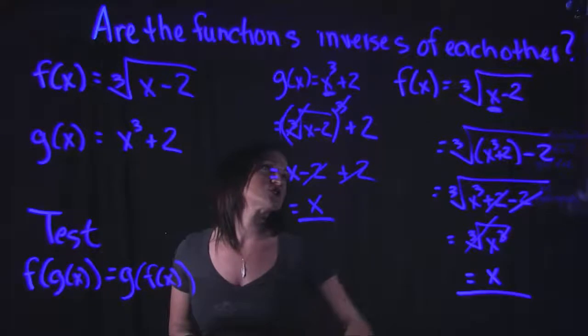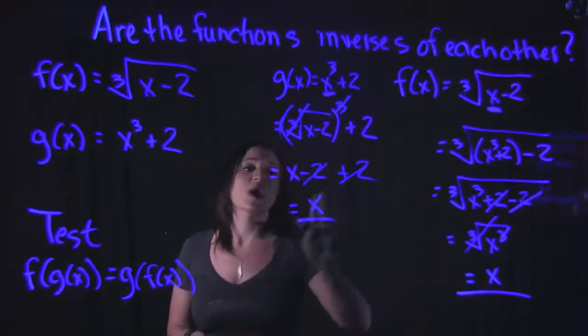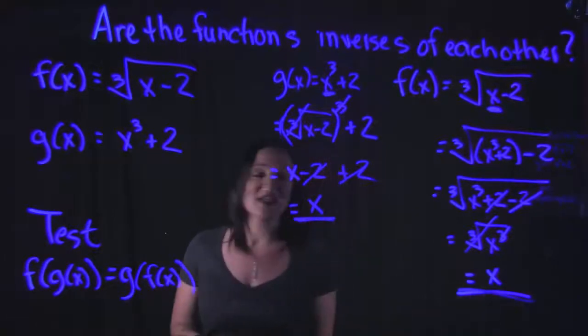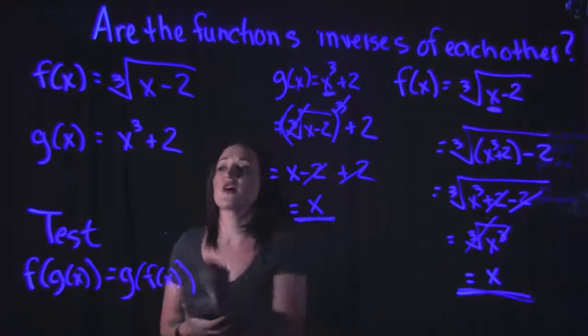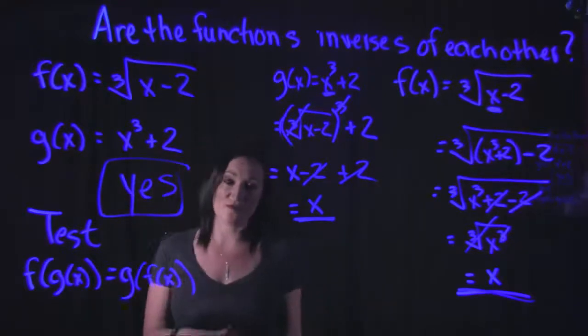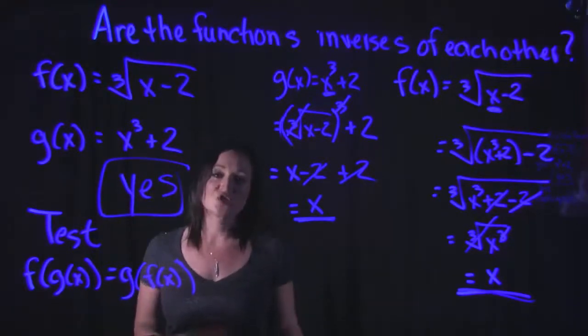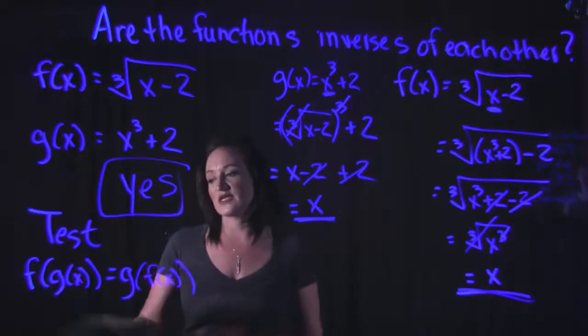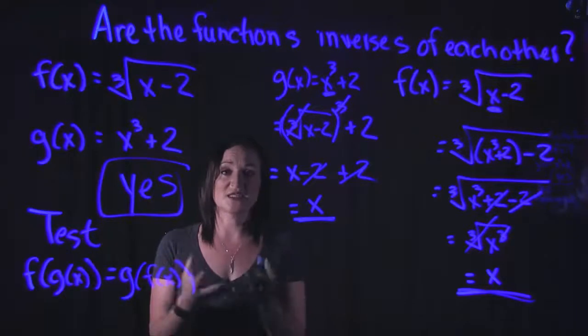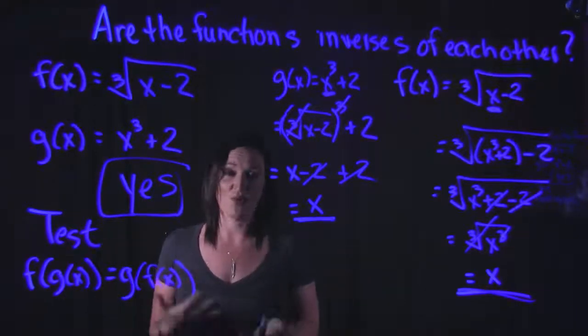We got x for f of g of x. We got x for g of f of x. So we got the same exact answer for both of them. So yes, these two functions are inverses of each other. That's the test that you do for it: find f of g of x, find g of f of x, and test to see, do you get the same thing with both of them?